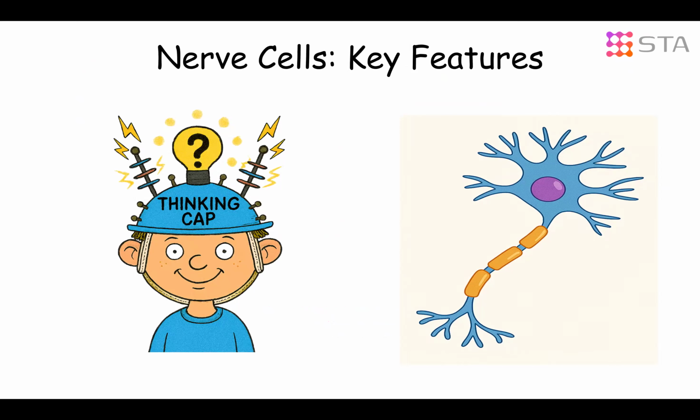Okay, moving on to the next specialized cell that we need to know about: nerve cells. Have a think about the nerve cells. There's a diagram on the right. What sorts of things come to mind when you think about nerve cells? Just have a think for a few seconds.